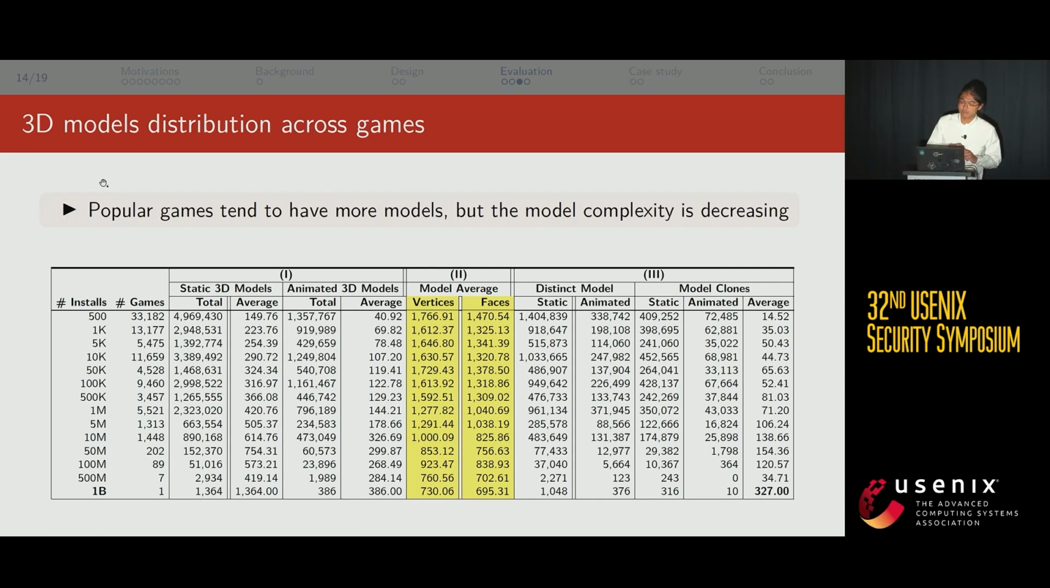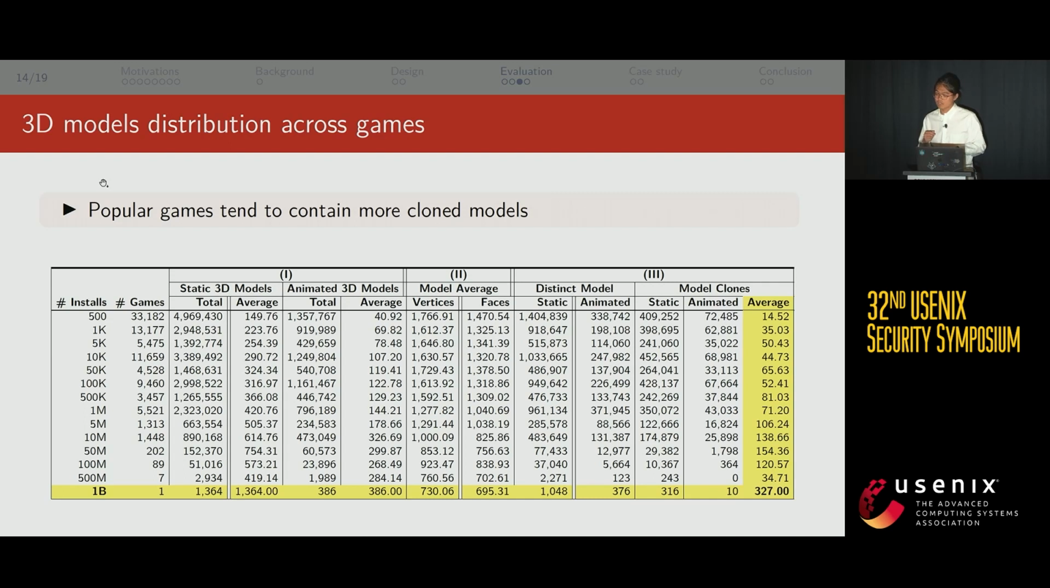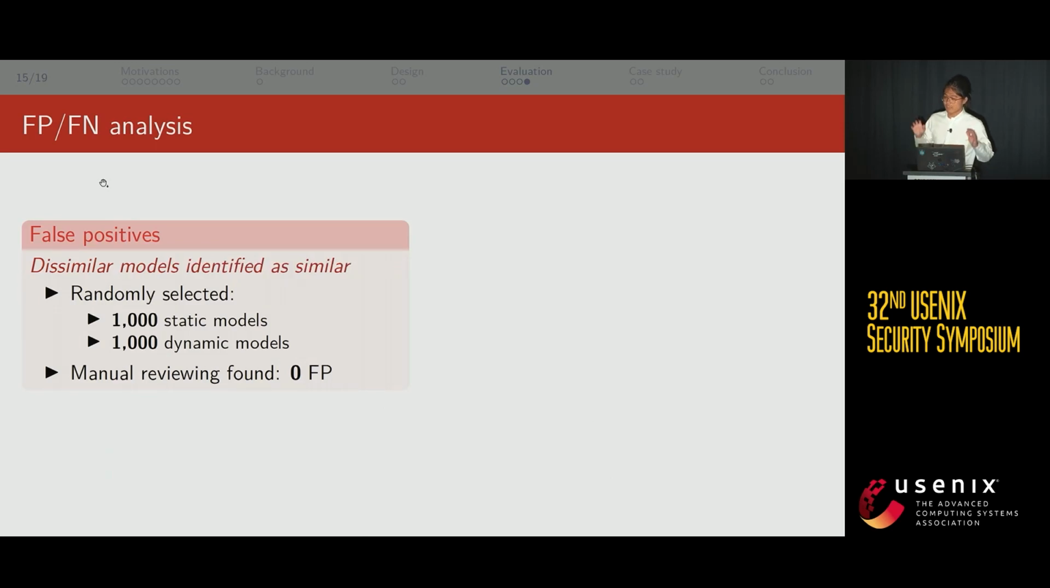It's about the 3D model distribution across games. We can find that popular games tend to have more models, but the model complexity is actually decreasing. And if you look at the clone models, we can see that popular games tend to contain more clone models. All right, one more thing.